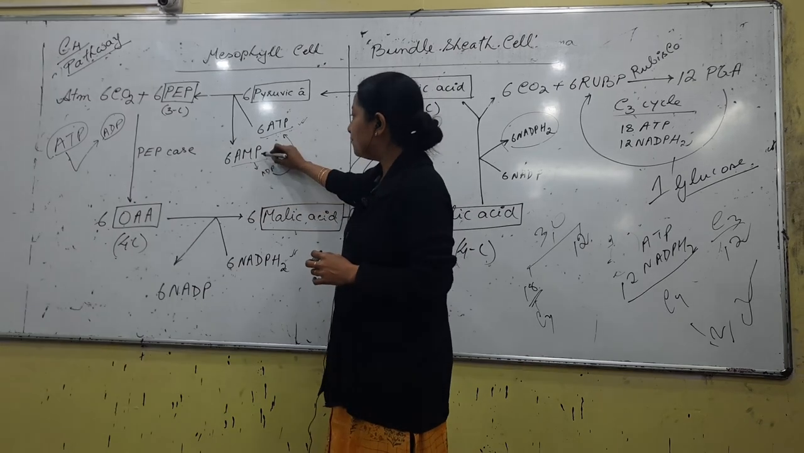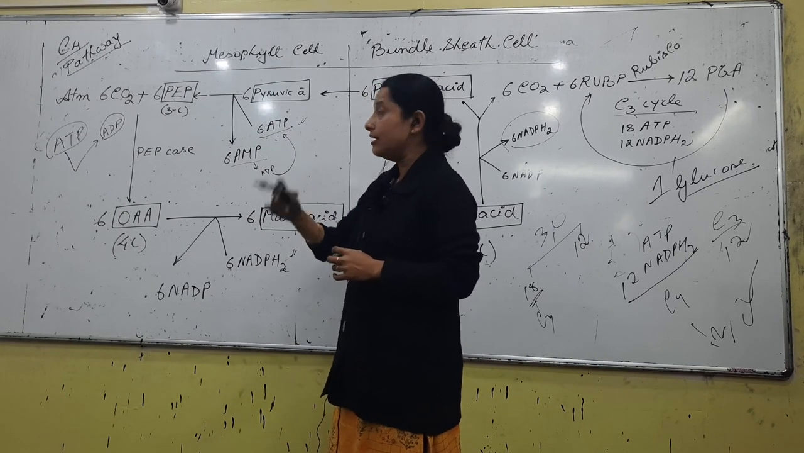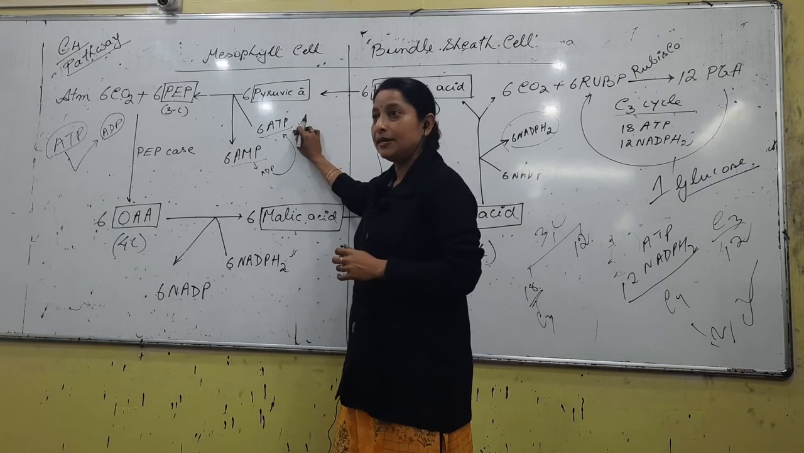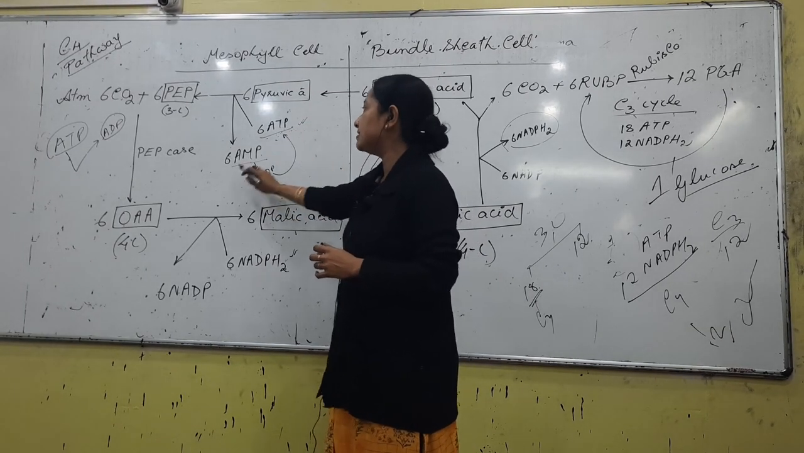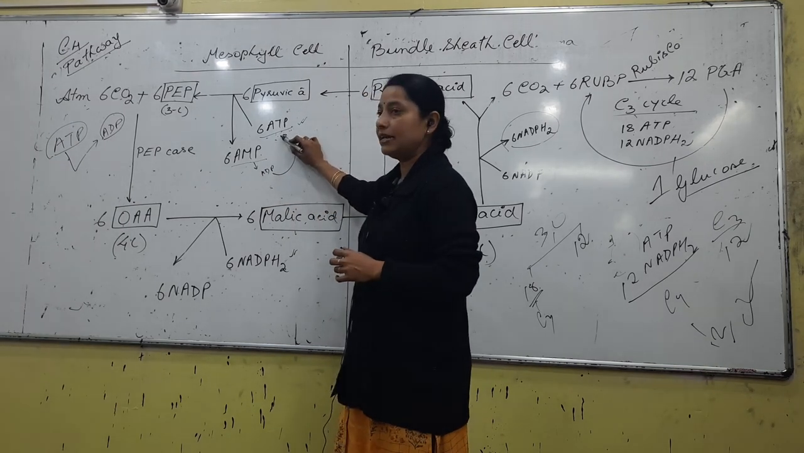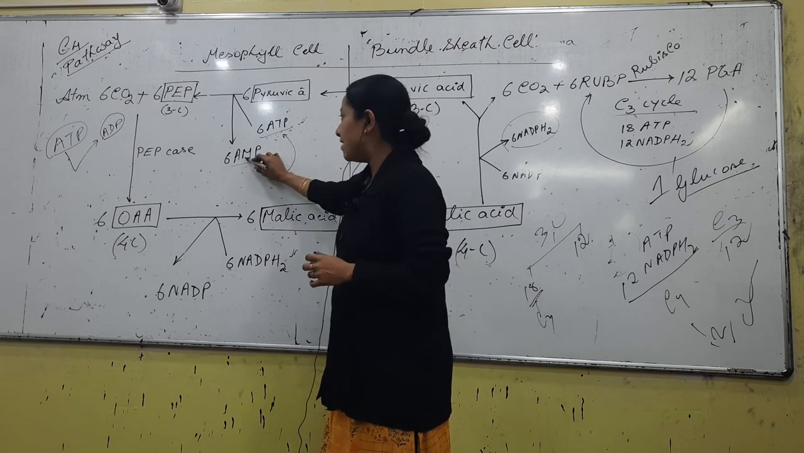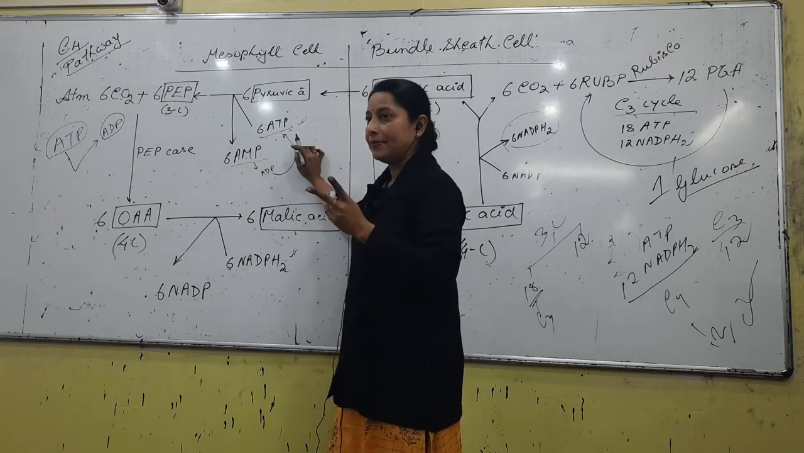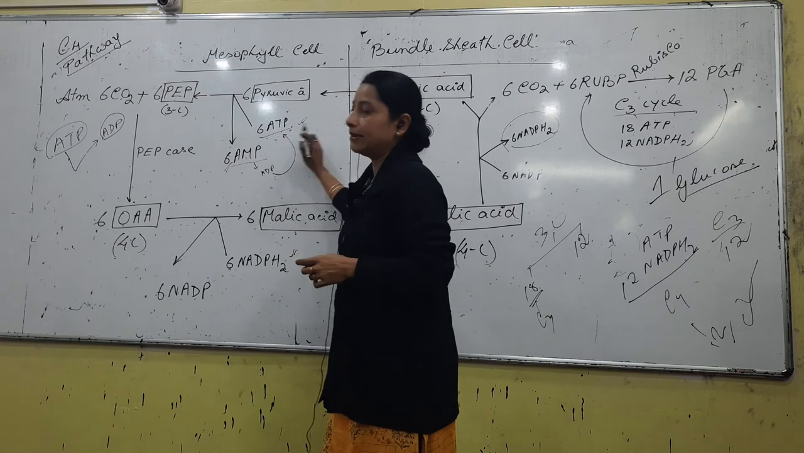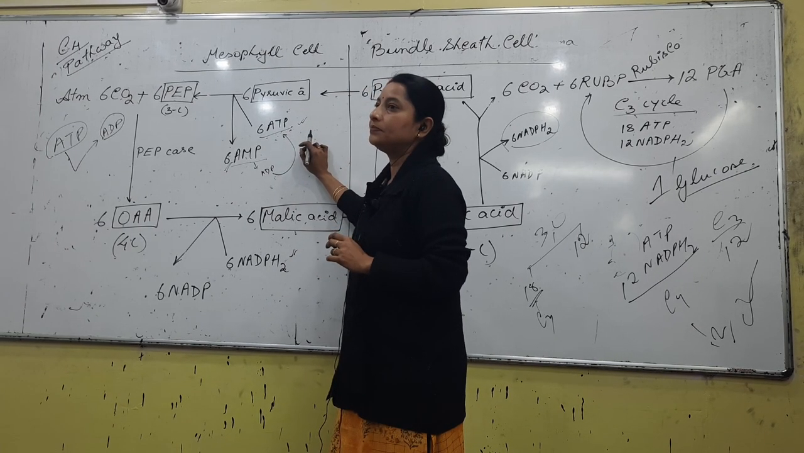Right? So every AMP molecule requires two phosphate molecules to convert itself into ATP. So if 6 ATP have converted to 6 AMP, then 6 AMP will have to convert to ADP, and ADP will have to convert to ATP. So if every molecule needs two, how many will 6 molecules need? 12.